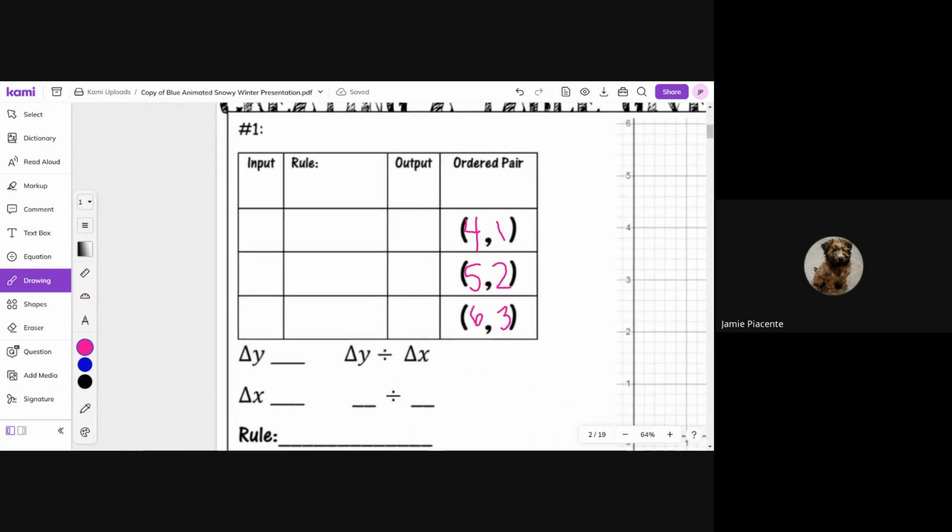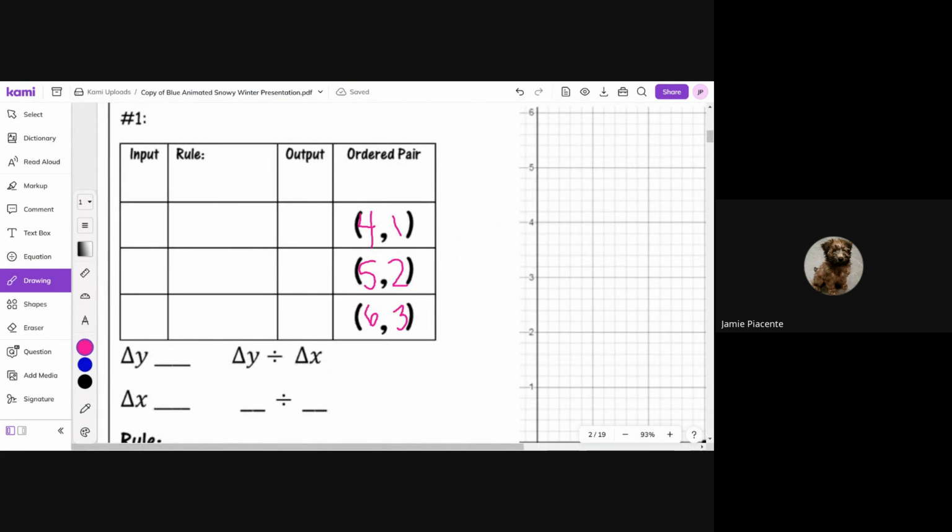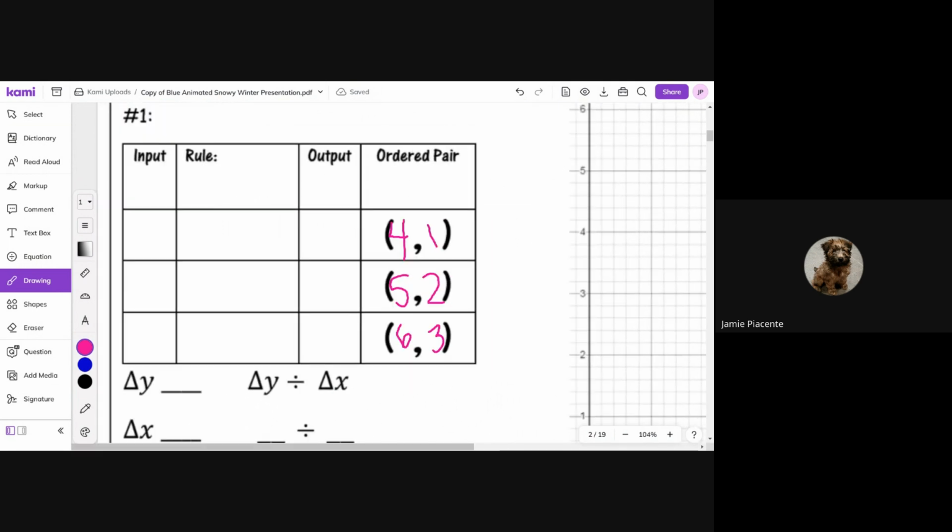Okay, now I don't need my graph anymore. I'm going to now use this table and go from here. So I'm going to split these apart. This is my X. This is my Y. My input is my X. My output is my Y. So this is 4, 1. I just took the number in front, put it in the X spot. The second number, put in the Y spot. So this one is 5, 2, and 6, 3.